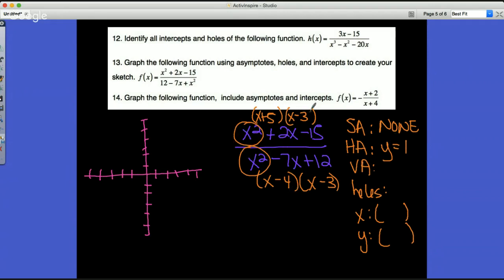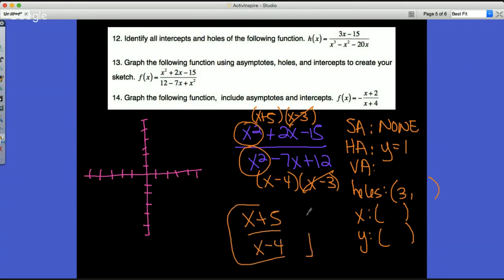The VA, well, first of all, we know that we could cancel out the x minus 3's, leaving us with the hole at 3. Notice it cannot be a VA, even though it's on the bottom. I note that my new form is now x plus 5 over x minus 4. So what I want to do now is set the bottom equal to 0. When I do that, I get x is equal to positive 4. I then plug 3 back in for x to get 8 over negative 1, which would be negative 8 as the y with 3 as the x.